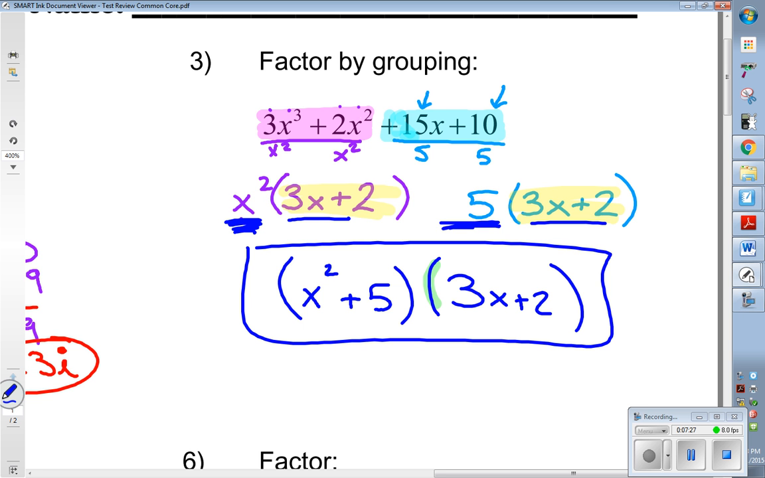That is factored by grouping. Might be the hardest thing that we do. If you're struggling with that, just keep getting better at it.